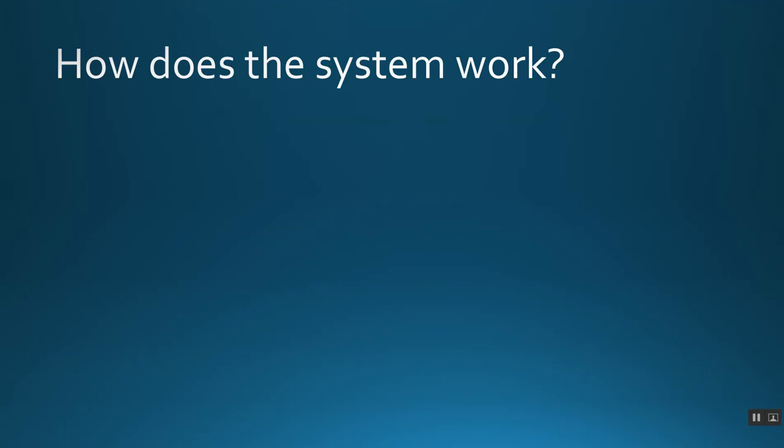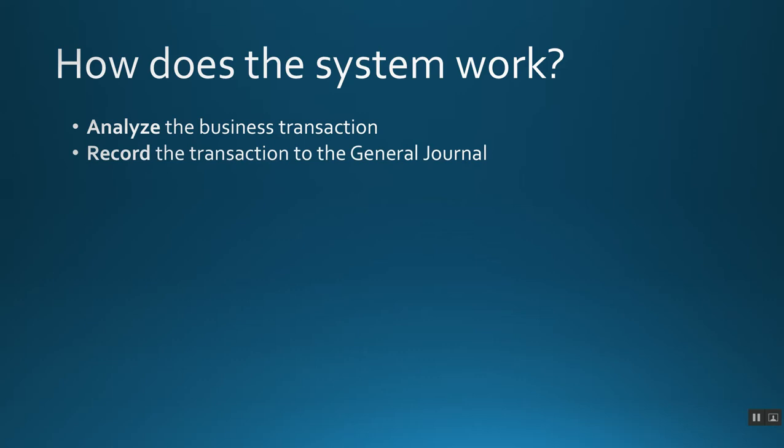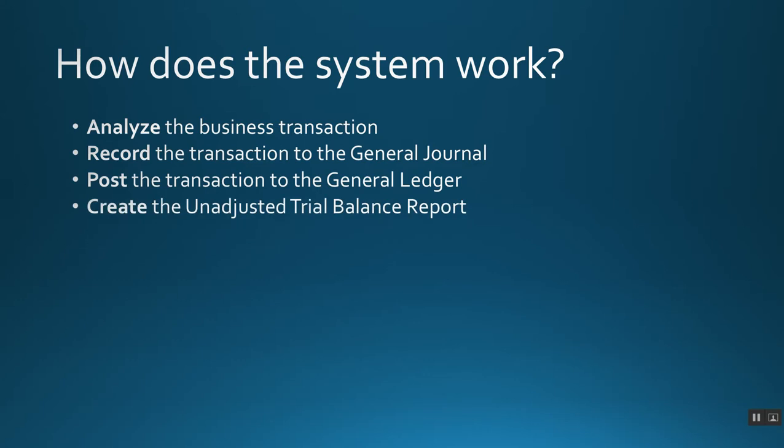So how does the system work? We have an 11-step process that partly makes up the accounting system. So the first one, we analyze the business transaction. Then we record the transaction to our general journal. We post the transaction to the general ledger. And then after we've posted or copied the transaction information to the ledger, we create the unadjusted trial balance.